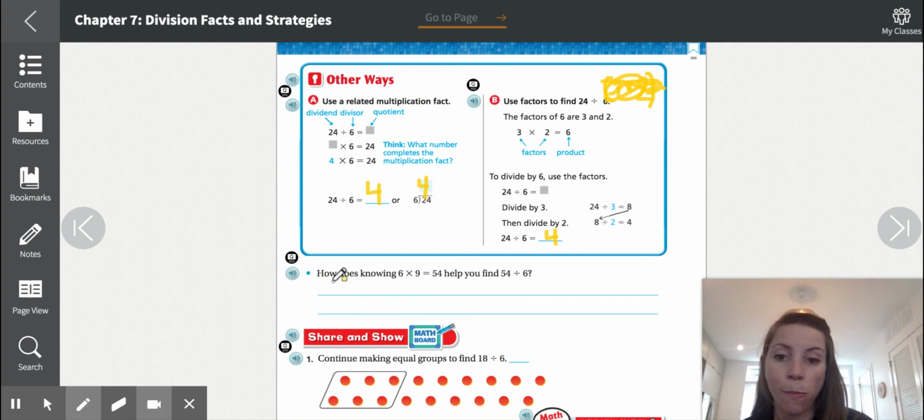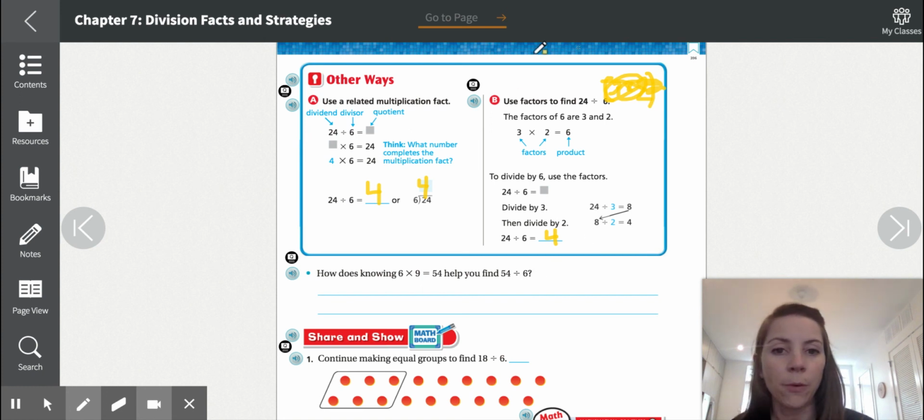Okay. Now for the next one, it says, how does knowing 6 times 9 equals 54 help you find 54 divided by 6? Well, that would go with this example, using related facts. Remember, multiplication is the opposite of division. So if you know that 6 times 9 is 54, if you flip that backwards, 54 divided by 6, then the leftover number in the fact family would equal 9.